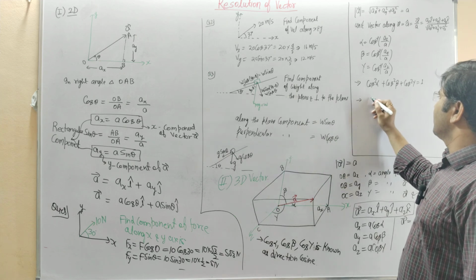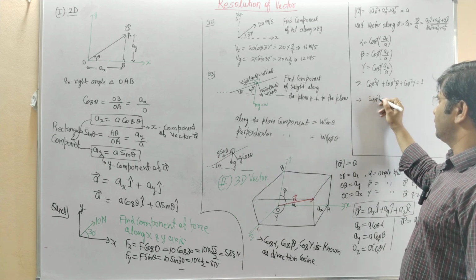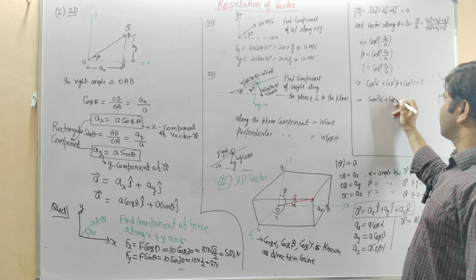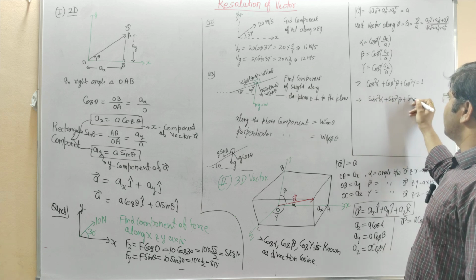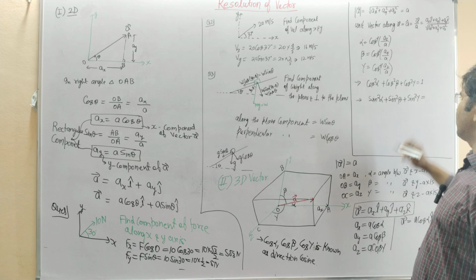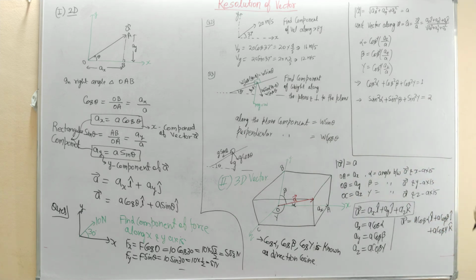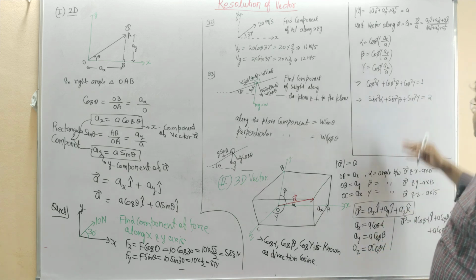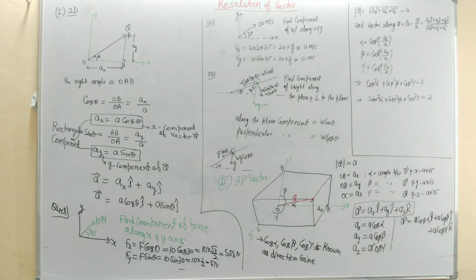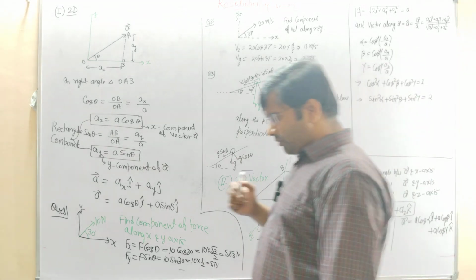So we can write here directly. I am writing the answer: sin square alpha plus sin square beta plus sin square gamma will be equal to 3 minus 1, so it will be 2. Okay, so here this will be 2, this will be 1. This is known as direction cosine, and this is how we will resolve a 3D vector. Okay, so based on it we will solve a question.